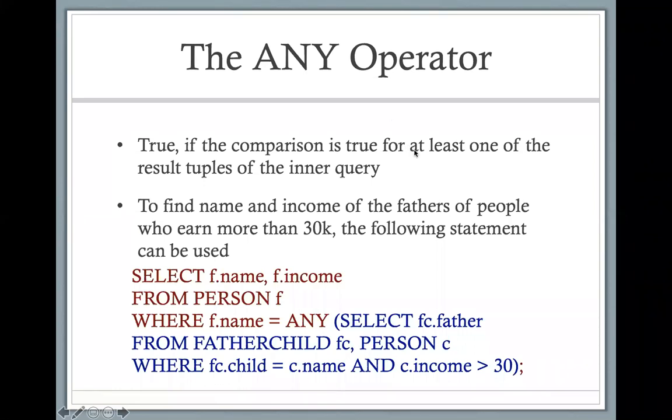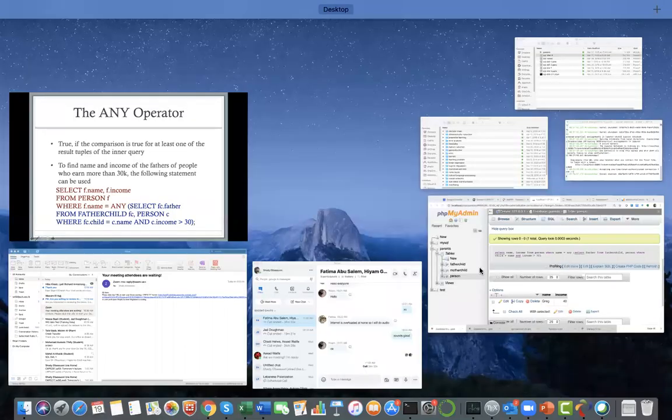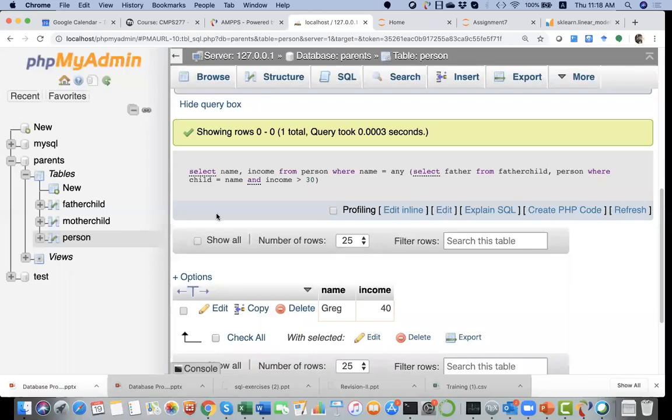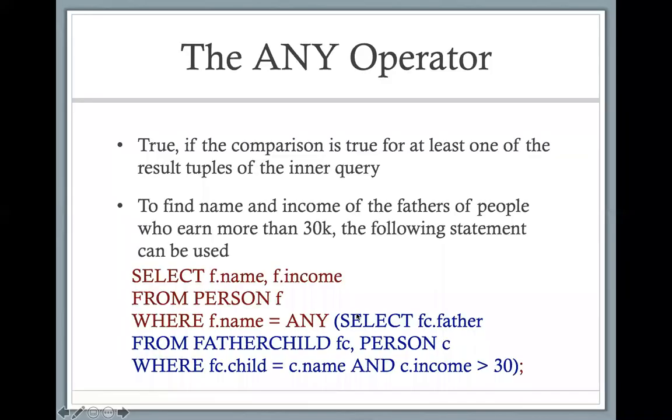Why do you put any? Because what does the query return? Select fc.father from father child, comma person, where fc.child is equal to c.name and c.income is greater than 30. It returns a list of values. These are basically the fathers of all the people that make more than 30K.